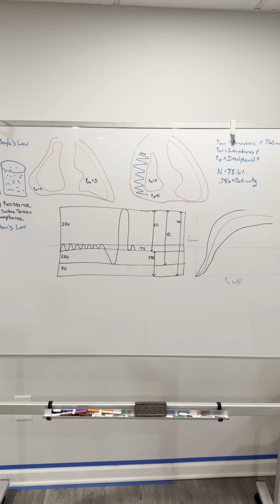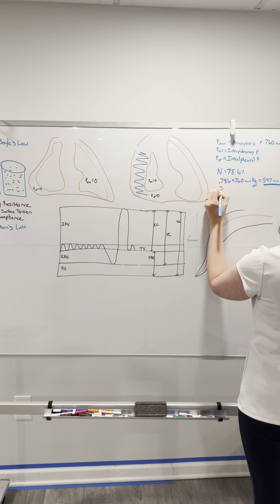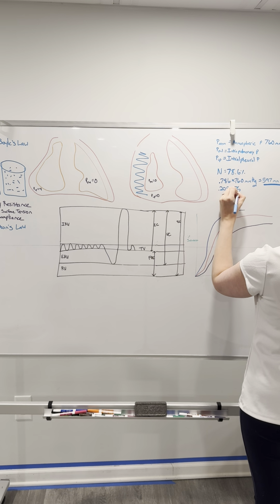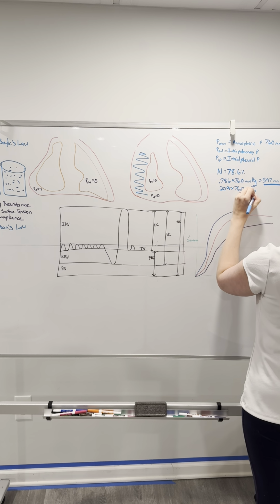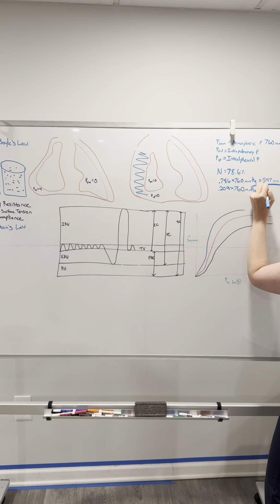We did this out beforehand, so it equals 597 millimeters mercury. So this is the amount of pressure pushing on us just from nitrogen. We can do the same thing with oxygen. Oxygen makes up 20.9% of air. So we do 0.209 times 760 millimeters mercury, and what do we get? We get 159 millimeters mercury.